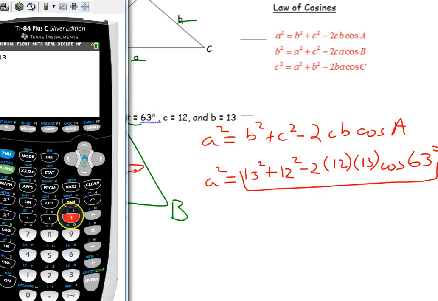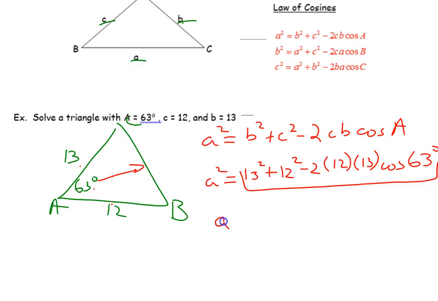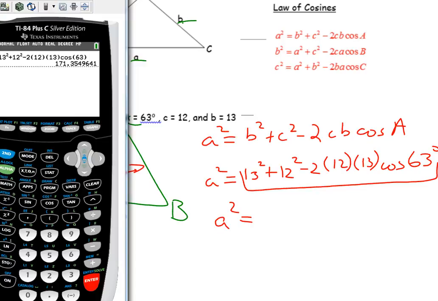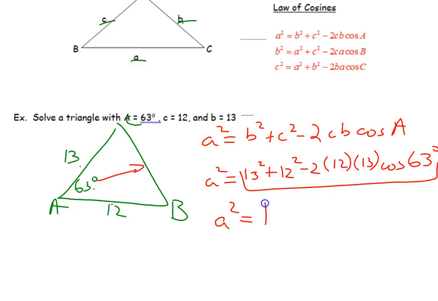Now what you get when you do all this is this number, 171.355. So a squared equals, what is it, 171.355? Yeah. So 171.355 rounded to 3 decimal places. Now that's the value of a squared. If I wanted to find a, wouldn't you have to square root both sides?